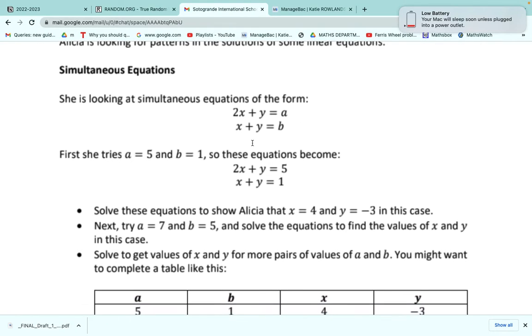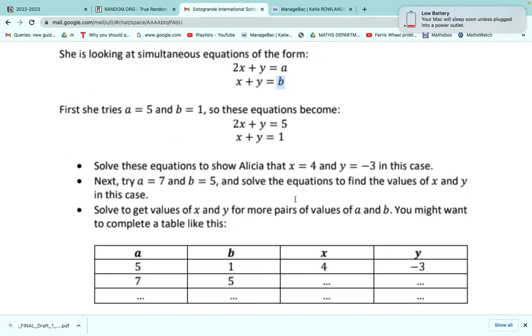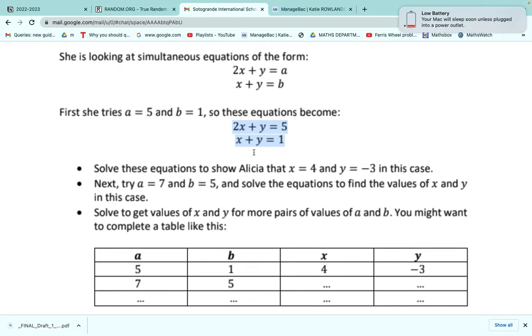She wants to investigate different values for A and for B. For example, the first suggestion she's going to have a look at is A is 5 and B is 1. She then simultaneously solves these equations. This is nice and easy. All she does is equation 1 subtract equation 2, and you're going to clearly get x equals 4.